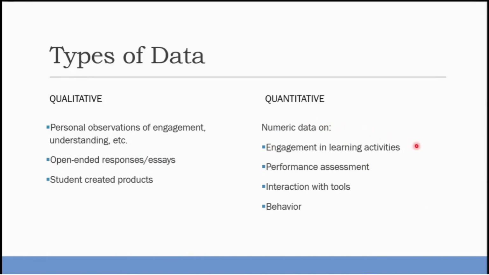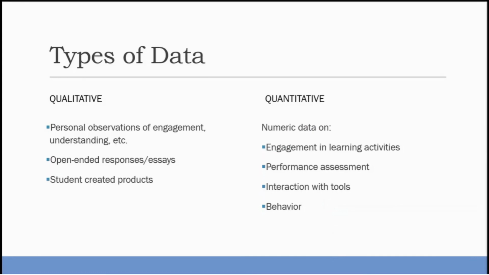Quantitative data is more, you can look at their engagement level in learning activities, especially with technologies. You can see how much time they spend on different activities. Performance assessments like tests, interaction, what they do with different tools, and there's actually a little bit of a trend now to start tracking student behavior, and you can think about whether you agree with doing that or not. It's a little bit murky whether that's appropriate.